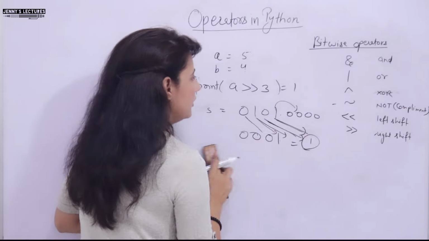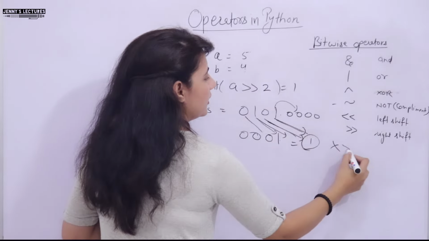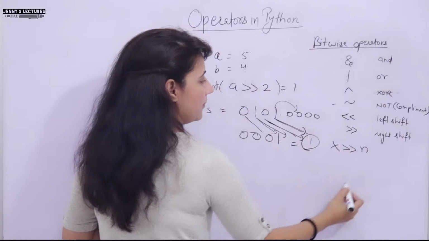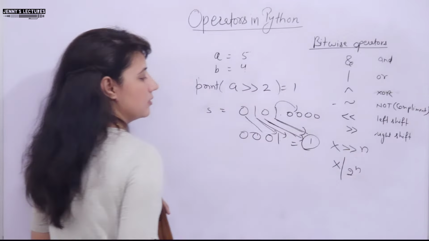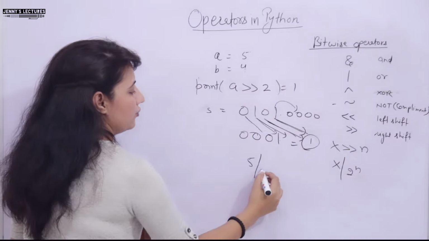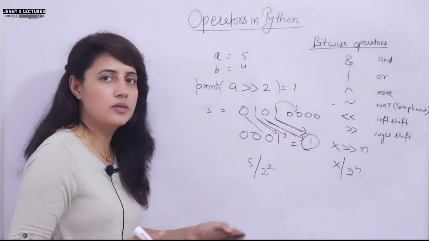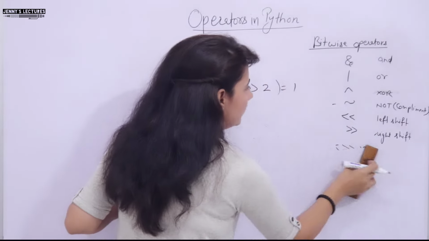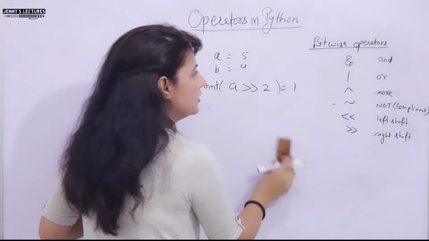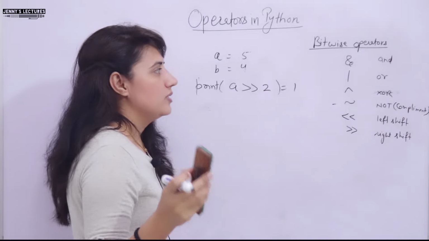Now, here we have answer 1. So the simple formula is, if x is right shifted by n bits, then the answer would be x divided by 2 raised to power n. So here x is 5, 5 divided by 2 raised to power 2, that is 5 divided by 4, that is 1. Okay, so this is right shift. I guess you got the working of these operators. Let me just show you practically. We will see these things practically, and then I'll give you one exercise also.